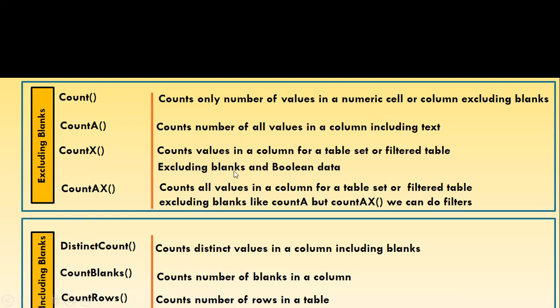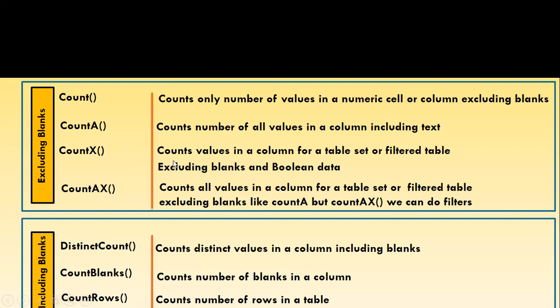Next one, the COUNTX function. Any function in DAX that ends with X is called an iterator function. It iterates row by row to perform any kind of arithmetic operation or calculation. Any function in DAX that ends with X, COUNTAX, COUNTX, these functions are called iterative functions or iterators. So now the question is, what is the difference between COUNTX and COUNT?